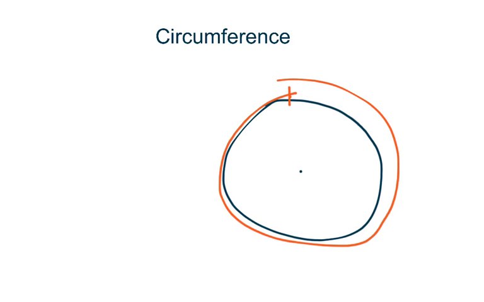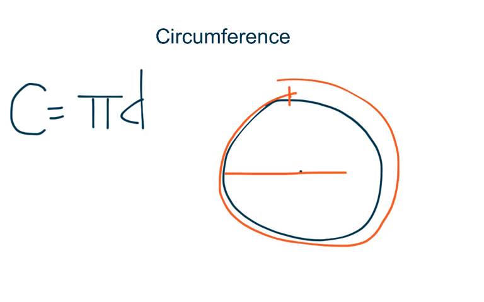So the formula for circumference is, whoops, that's not a C. Circumference equals pi times diameter. So diameter is just the line going straight across the middle. So any line that goes from one end to the other end of a circle and passes through the center. So it could be going straight across, it could be going this way, it could be going this way, it doesn't really matter.